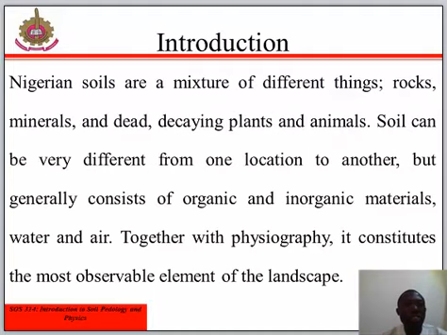Introduction. Nigerian soils are a mixture of different things: rocks, minerals, and dead, decaying plants and animals. Soil can be very different from one location to another, but generally consists of organic and inorganic materials, water, and air. Together with physiography, it constitutes the most observable element of the landscape.